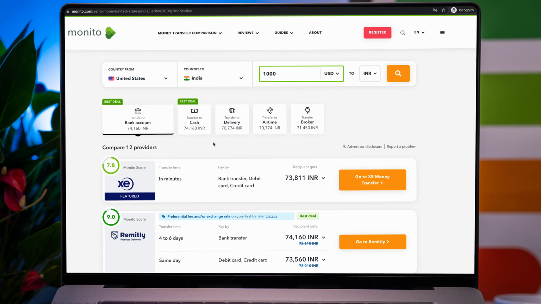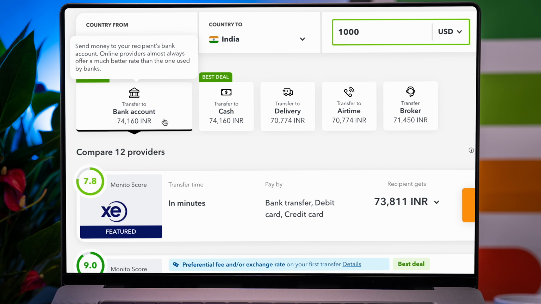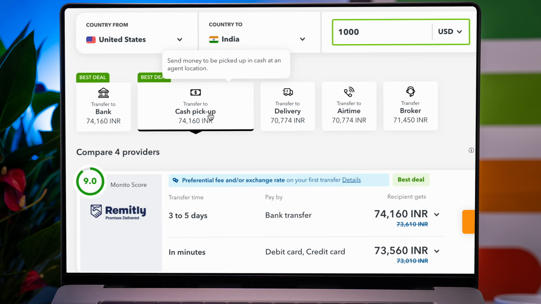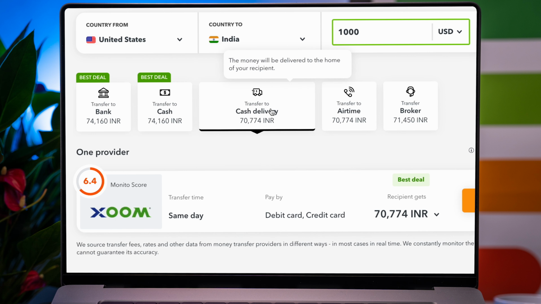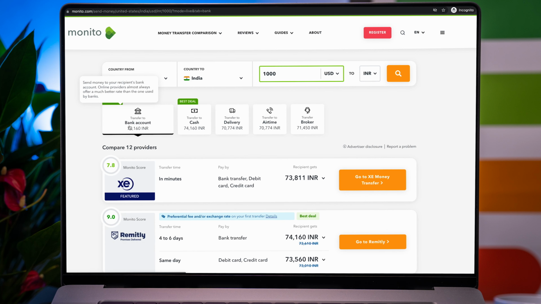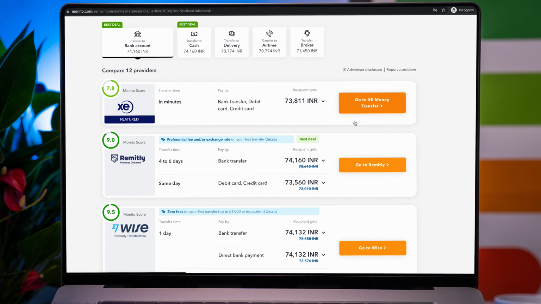We have via a transfer to their bank account, which is usually a fast option with the lowest fees. We also have cash pickup, which means they'll collect the money, although this and delivery are typically the most expensive options. And also we can ignore airtime, and also this broker option, which is only useful if you're transferring a large amount of money. So I'm going to select bank, as I want Samit to receive the money via his bank account. And we can see with that option, we have 12 providers to choose from.